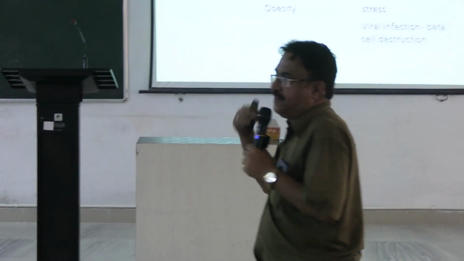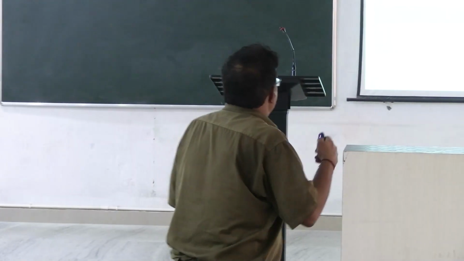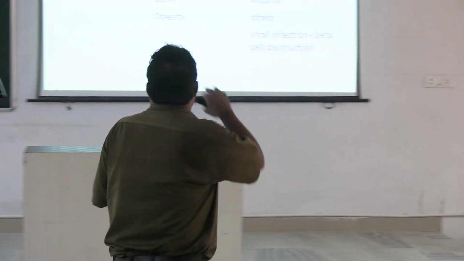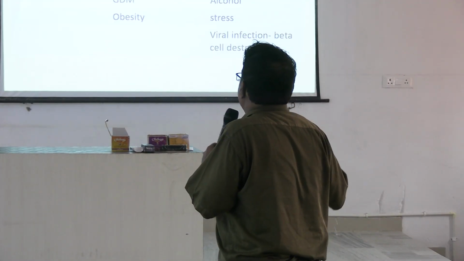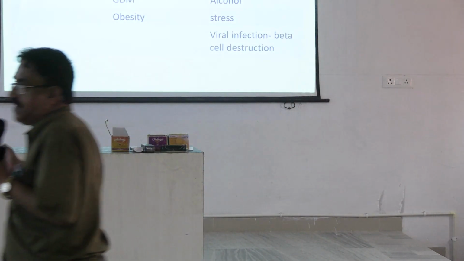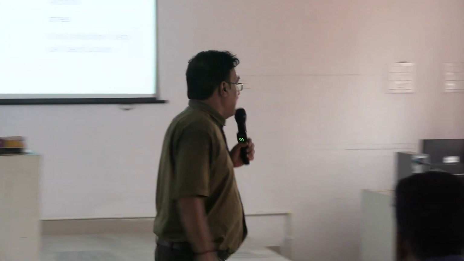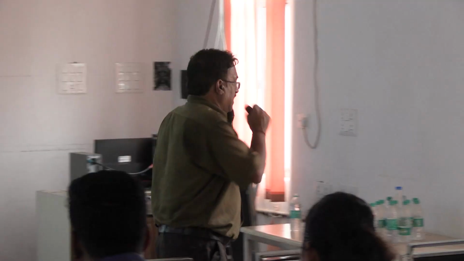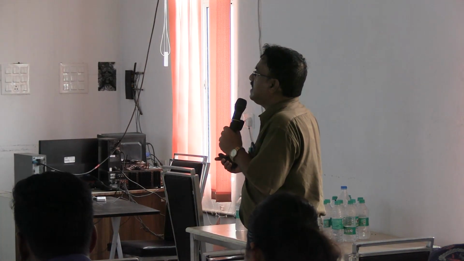So most of us, including you people, some of you may develop diabetes in older life, maybe when you're 50, 60, whatever. The environment that contributes to that is low dietary fibers, malnutrition, alcohol, stress, viral infection, and beta cell destruction of the pancreas. Okay. And obesity is there. Gestational diabetes mellitus, these are the causes for non-insulin dependent diabetes. So diabetes, insulin dependent and non-insulin dependent. These are two things which are very basic.